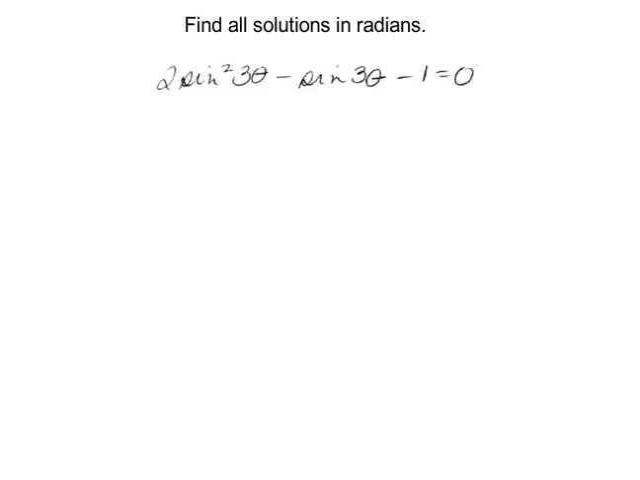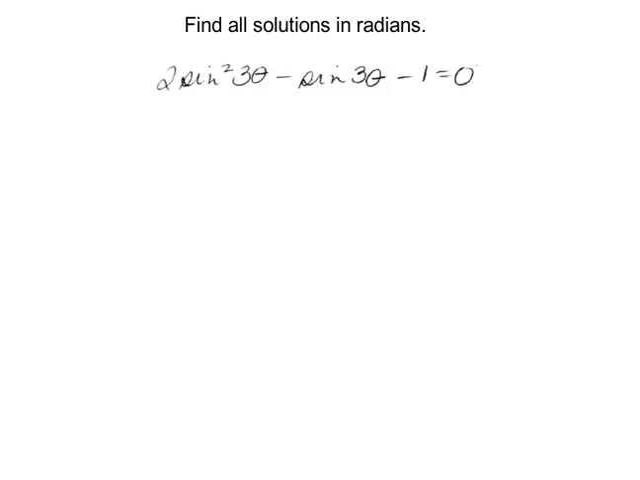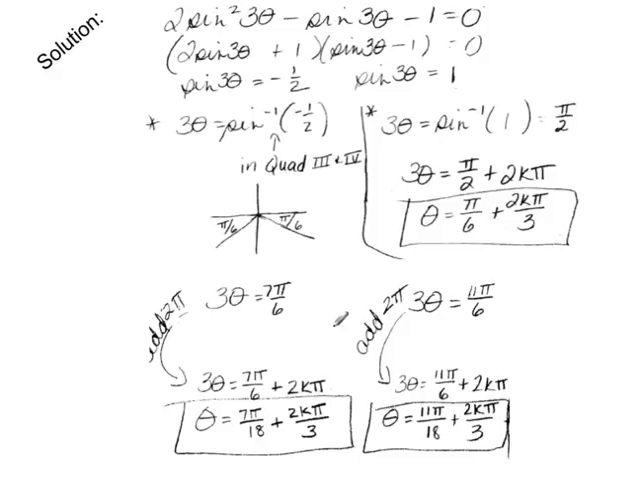Next, we are going to solve this quadratic equation. This isn't much different than what you did yesterday, except I have a triple angle in there. And again, we're finding all solutions. So we first factor, and then we set each of the factors equal to 0 and solve.